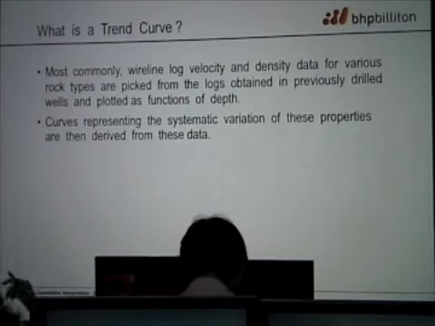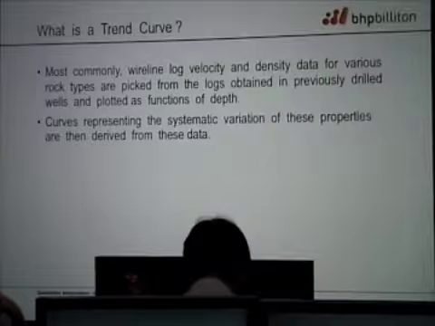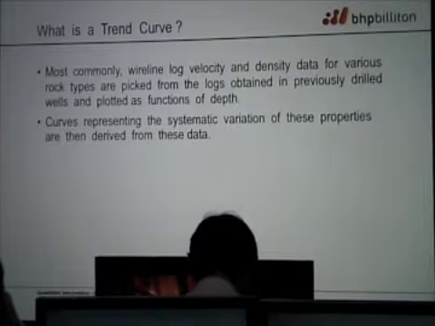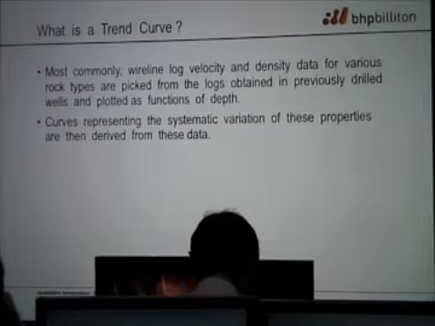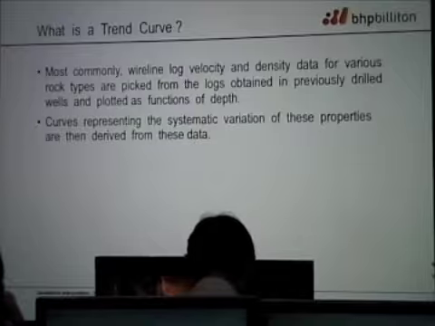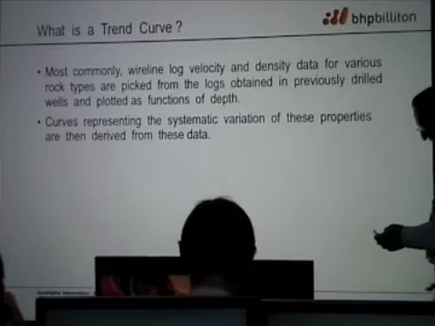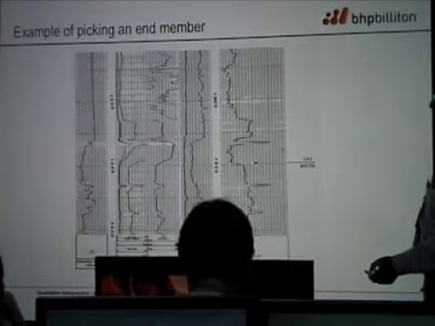Most commonly, wireline log velocity and density data for various rock types are picked from the logs obtained in previously drilled wells and plotted as functions of depth. Curves representing the systematic variation of these properties are then derived from these data. Obviously there are going to be a lot of issues here, so let's talk about some.